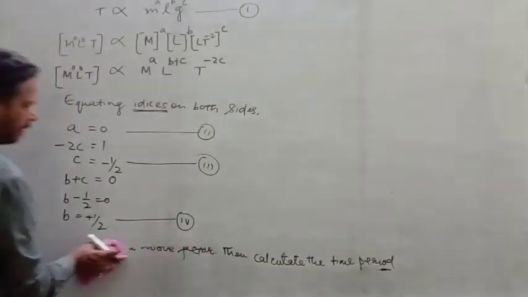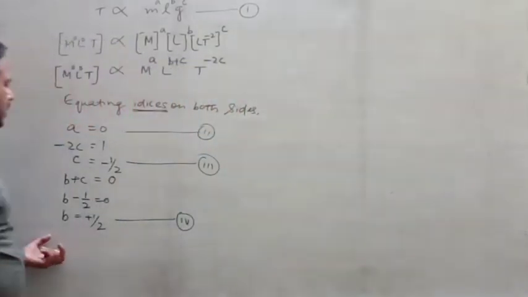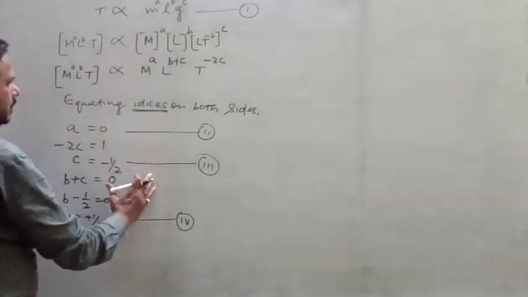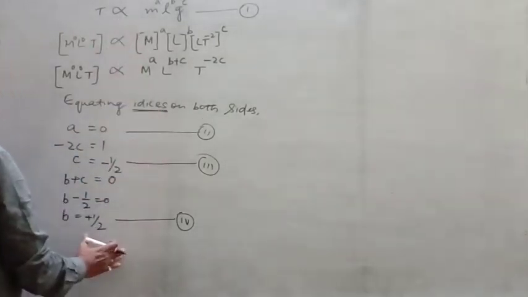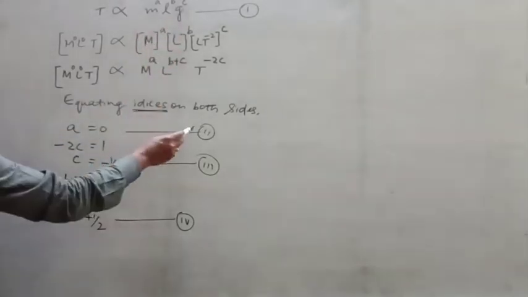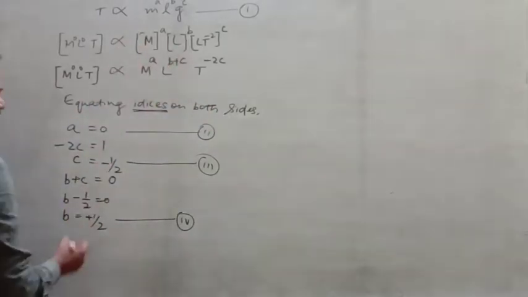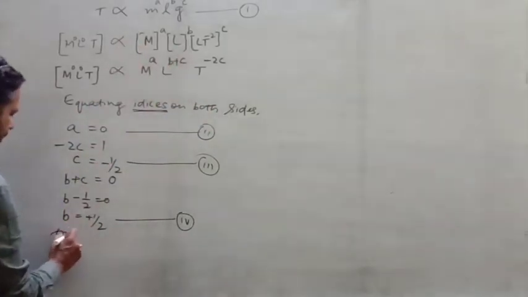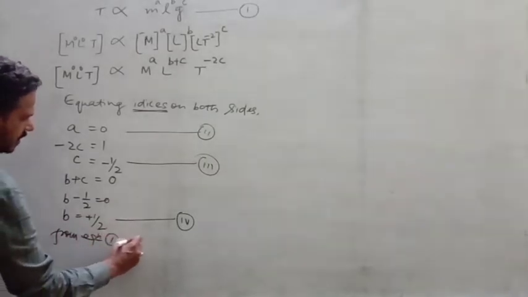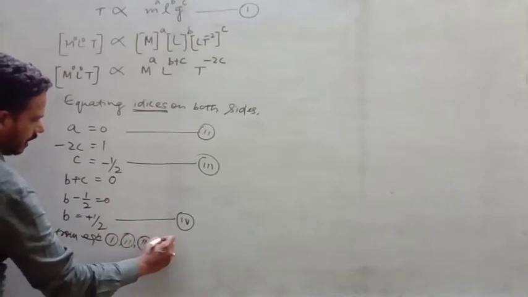Okay. Then from equation 1, equation 2, 3 and 4, you just put the value of a, b, c from equations 2, 3 and 4 in equation 1. So just write down from equation first, second, third, and the last one is 4.